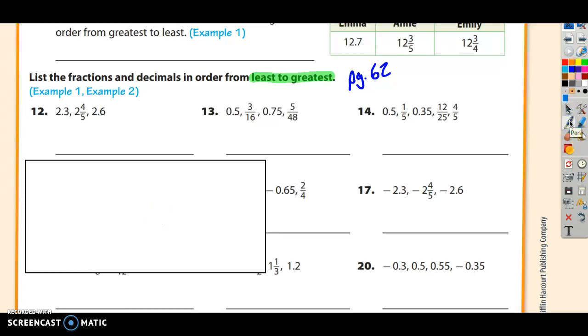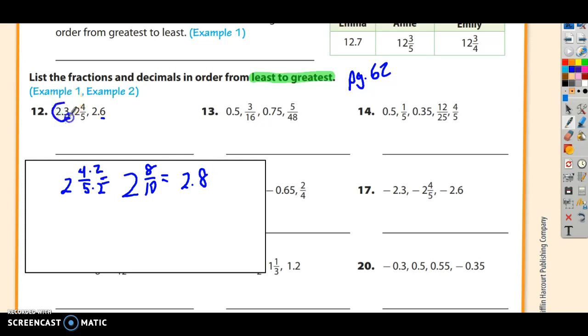So number 12, we've got 2 3/10, 2 4/5, 2 6/10. And the strategy I would use here is I would convert the 2 4/5 into a fraction with tens. I'm going to notice that this is in the tens place and this is in the tens place. So I want this to be in the tens place, and I can do that simply by multiplying by 2. Watch what happens here. If I multiply the numerator and denominator by 2, I would get 2 wholes with 8/10. And that's really easy to write as 2.8.